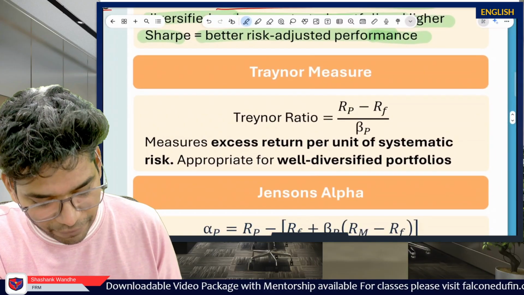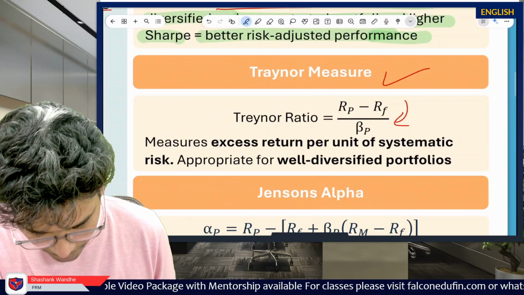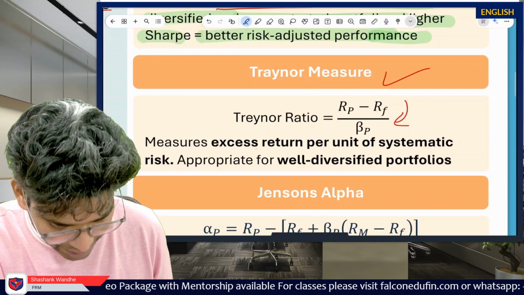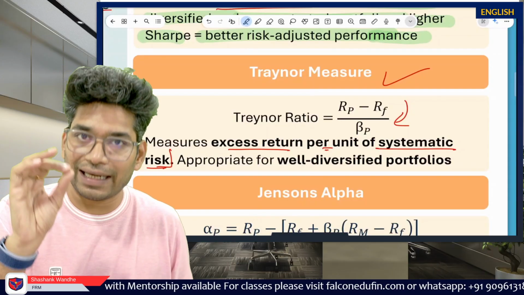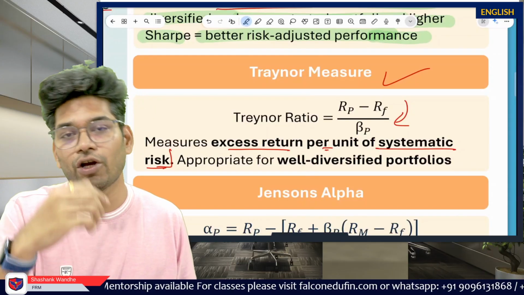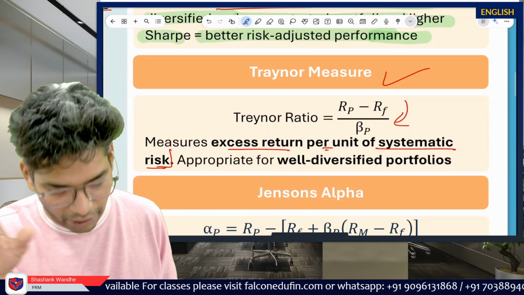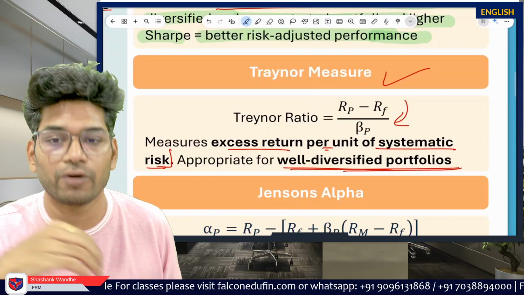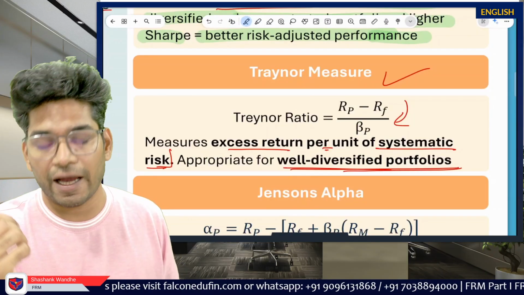But for the diversified portfolio, a better measure is Treynor's measure. Treynor's measure measures the excess return per unit of the systematic risk. Now, systematic risk is applicable only when you have eliminated the unsystematic risk. That's why Treynor's measure is suitable only for the well-diversified portfolio. Treynor's measure should not be used for individual securities or undiversified portfolios.